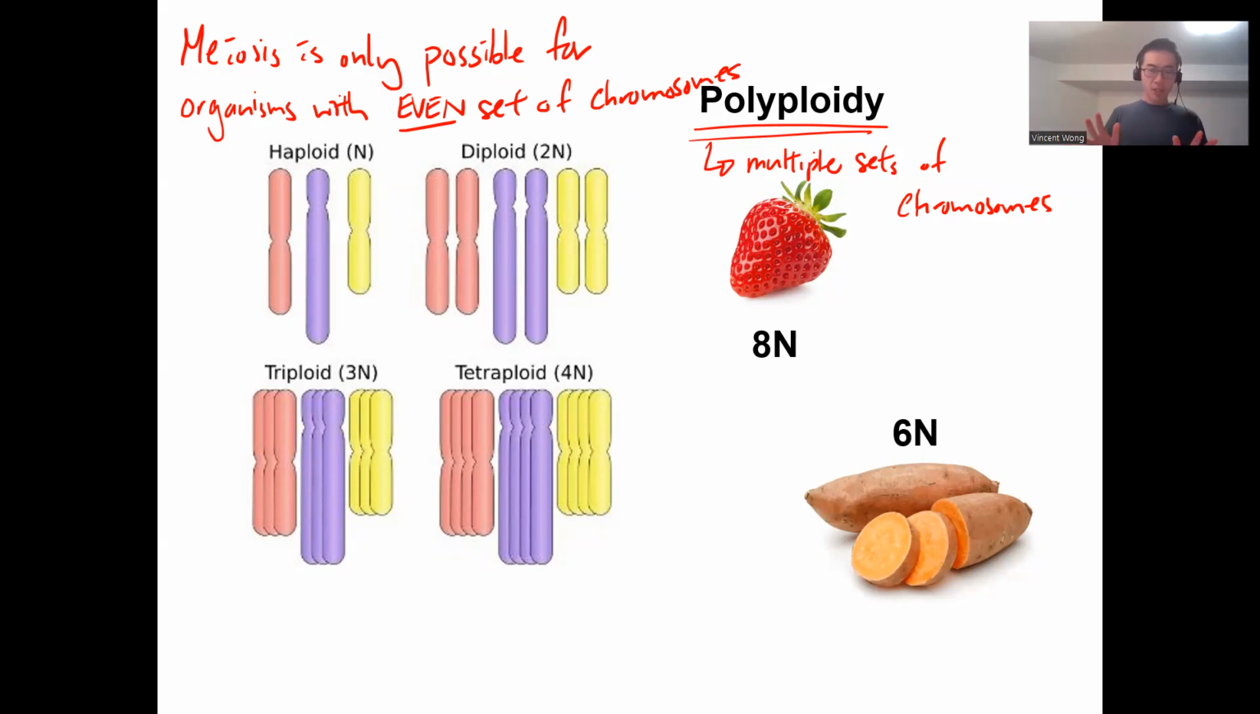Because in meiosis, we are going to divide the genetic material by half, right? So if something is triploid, for example, it is not possible to produce gametes because 3 divided by 2 is 1.5. You cannot have 1.5 of a set in each of the gametes. Okay? So it has to be even number sets of chromosomes for it to be capable of producing gametes, okay? For it to be capable of sexual reproduction.